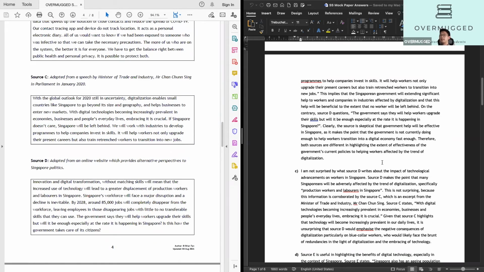So let's look at the answer here. I'm not surprised by what source D writes about the impact of technological advancements on workers in Singapore. Source D makes the point that many Singaporeans will be adversely affected by the trend of digitalization, specifically production workers and laborers in Singapore. Then you go on to explain why you're not surprised or why it's not surprising.